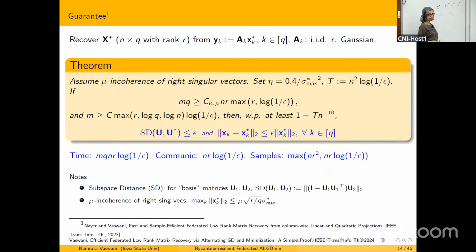V star k is the kth right singular vector, right? So I can assume v star k squared, which is the normal matrix rho norm, is at most mu squared r by q, and that tells me that if I look at sigma star v star k, which is my u star sigma star v star k, that is at most mu times the maximum singular value, which is what I'm denoting by sigma max, right? So right singular vector incoherence actually implies this. This has a more intuitive meaning, which is easy to write without the SVD. And this is the only thing our proof actually uses.